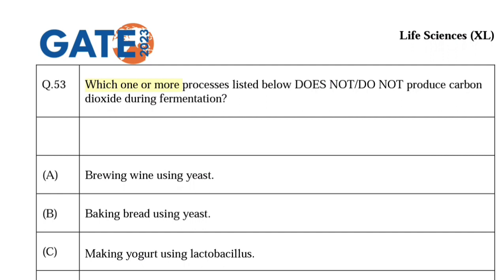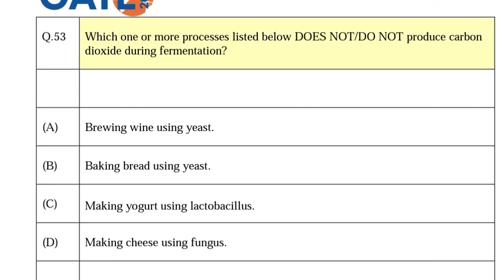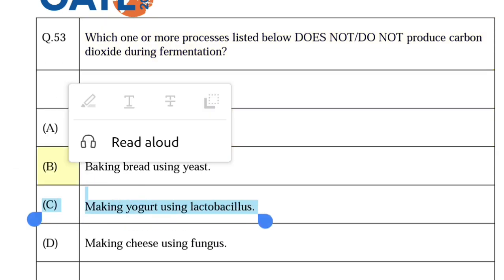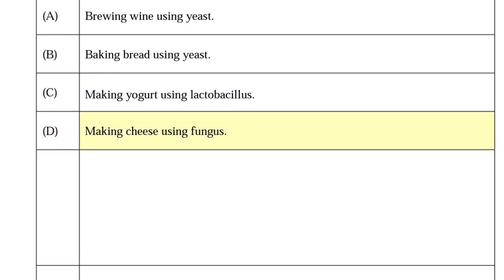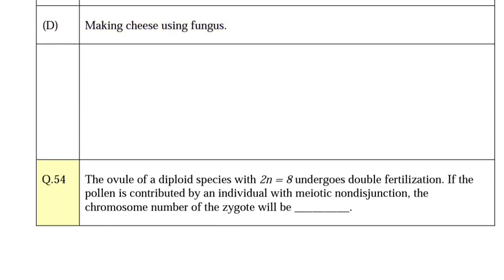Q.53. Which one or more processes listed below do not produce carbon dioxide during fermentation? A. Brewing wine using yeast. B. Baking bread using yeast. C. Making yogurt using Lactobacillus. D. Making cheese using fungus.